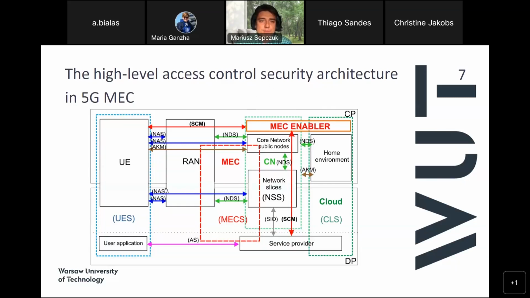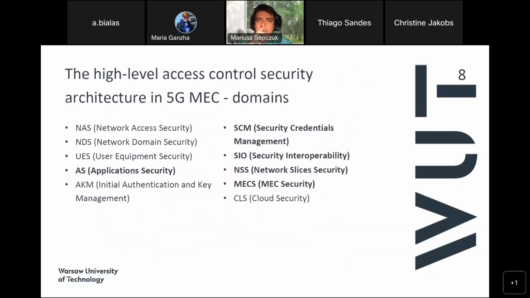In the figure, in the slide, we can notice that we have some colors, and generally these colors are related to the security domains. And on the next slide, I have listed all these domains. Of course, because of the limited time of the presentation, I will not explain all domains, but only those which are bolded, because they are in some way associated with this main entity, MEC enabler. So MEC enabler in some way tries to resolve the security problems related to these domains.